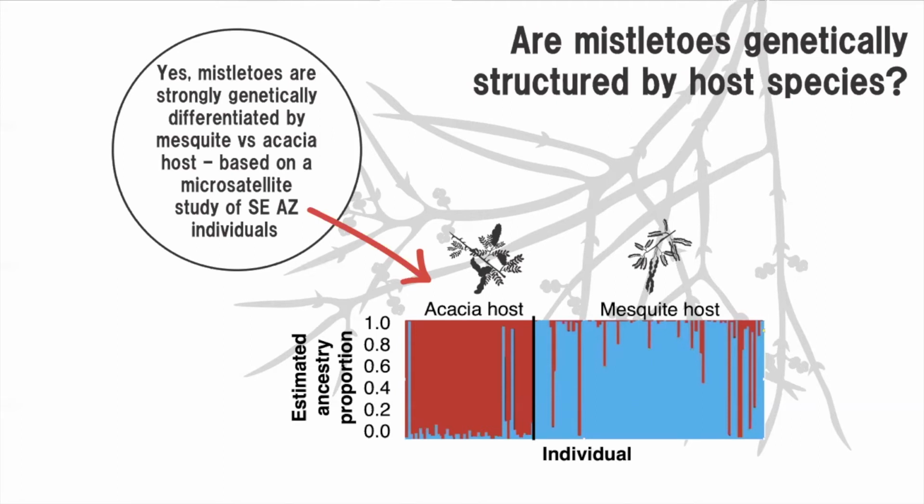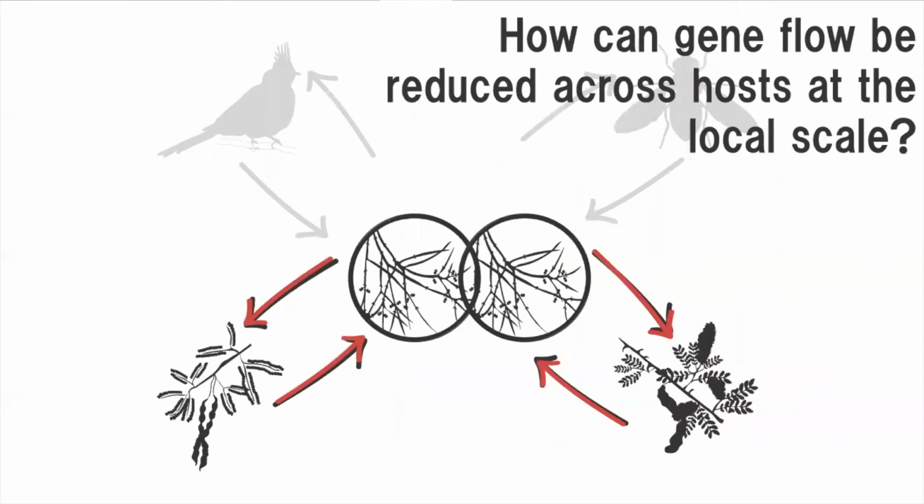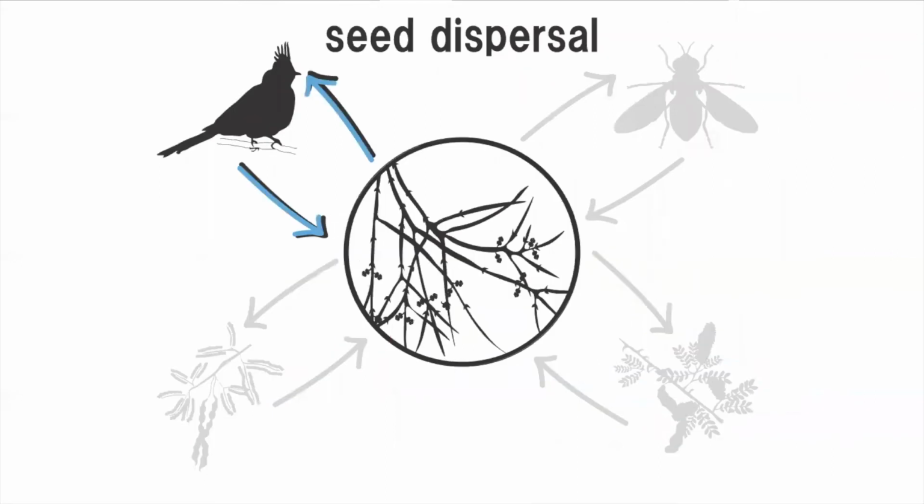So yes, there's clearly strong differentiation, but this study was based only on a small number of microsatellites and 3 distinct sites in southeastern Arizona. So we do not know whether this is representative of the entire range of mistletoe. But what are the ecological factors that might be causing this reduced gene flow that is allowing for population structure? One could be seed dispersal.